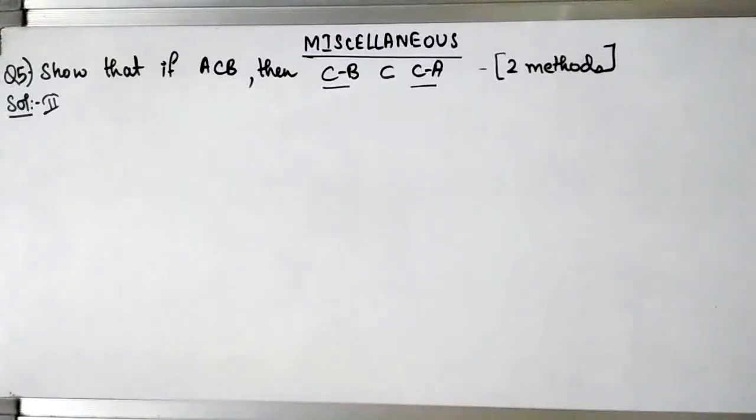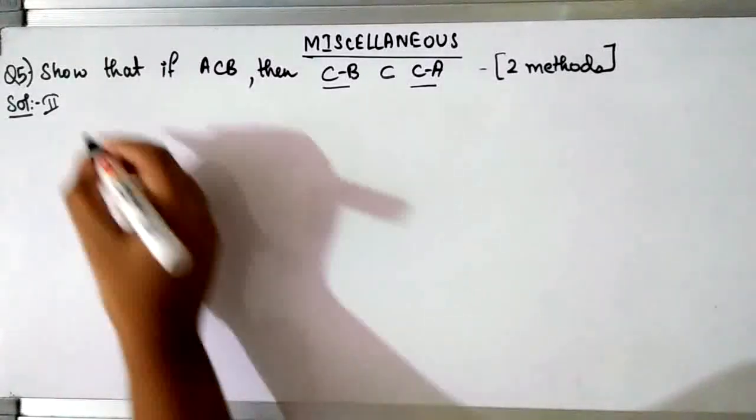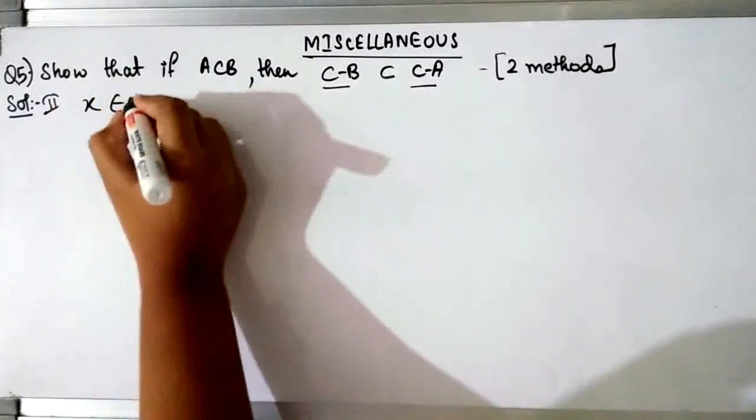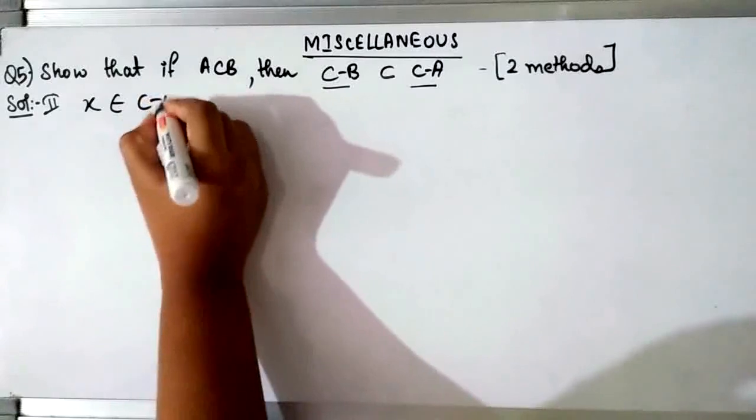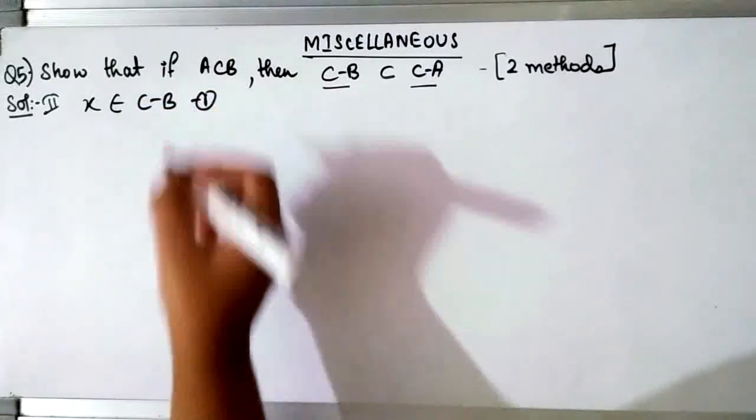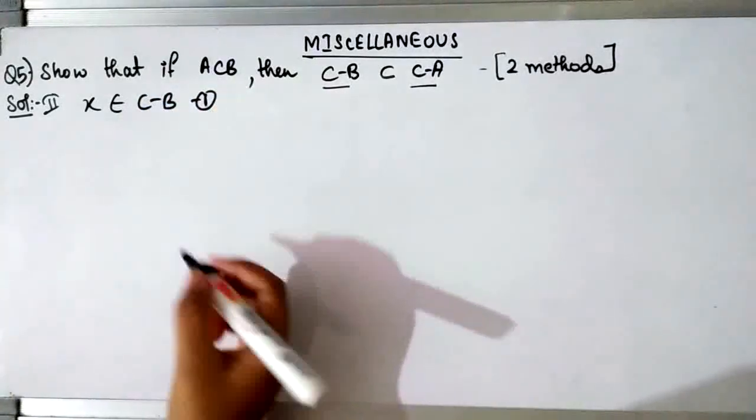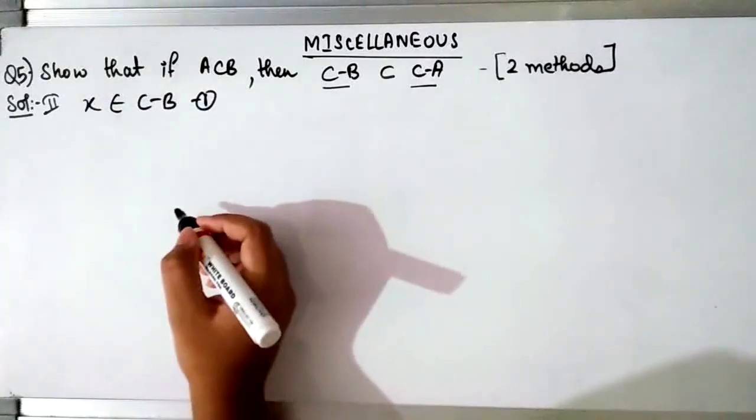Now I'll show you the second method to solve the same question. This time we will take x, and we will assume that x belongs to C minus B, and this is our first equation. We assume that x belongs to C minus B.